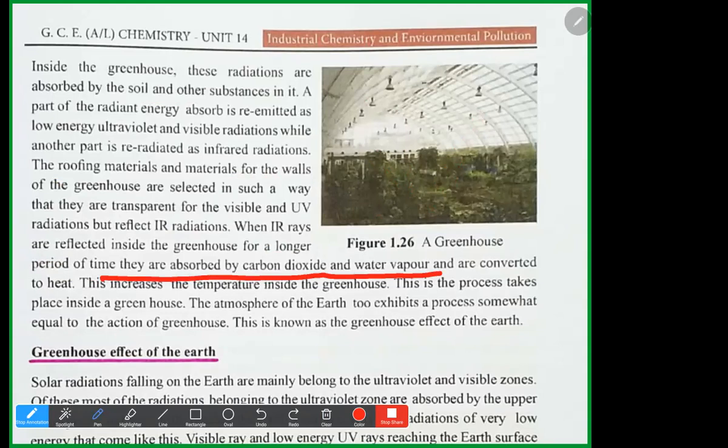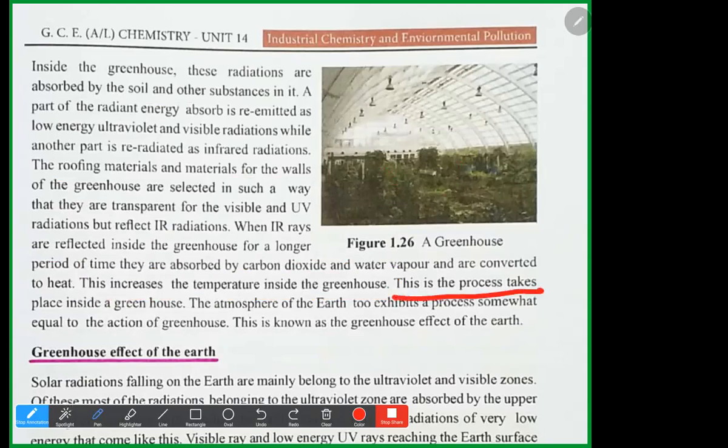When IR rays are reflected inside the greenhouse for a longer period of time, they are absorbed by carbon dioxide and water vapors. See, that is the greenhouse effect which causes the global warming, because there are carbon dioxide and water vapor. Then IR is absorbed by them and converted to heat, increasing the temperature inside the greenhouse. Okay, that is what happened to our Earth as well.